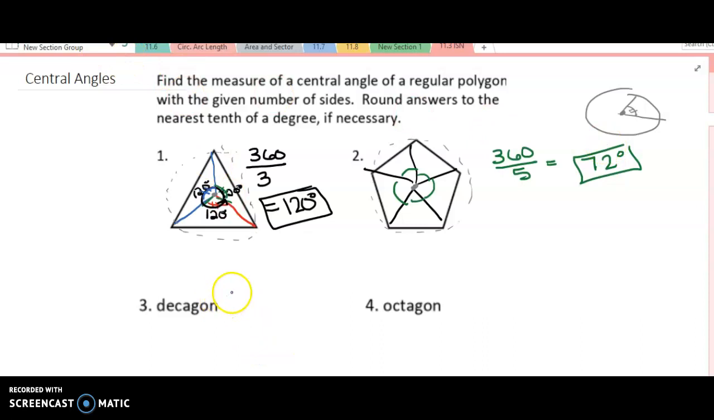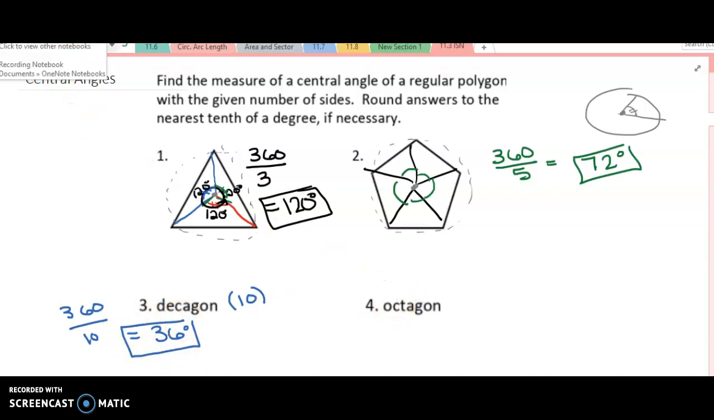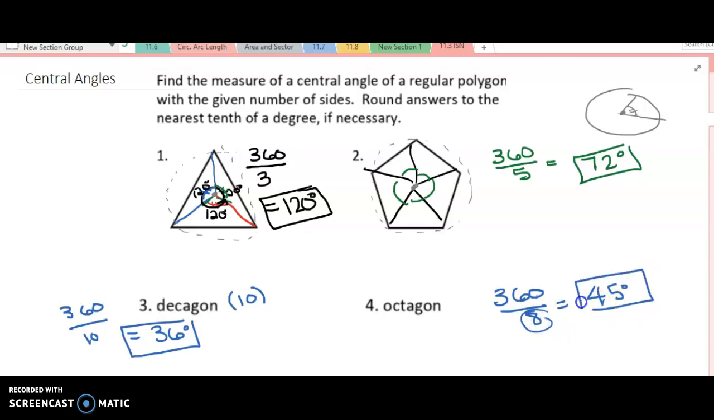A decagon, guys, if you don't know your shapes, you need to learn them. A decagon has 10 sides. To find the central angle of a decagon, I'm going to do 360 divided equally among 10 central angles, and that's 36 degrees. Go ahead and do the octagon on your own. An octagon has 8 sides, so you take 360 divided equally among 8 central angles, and every central angle is 45 degrees.